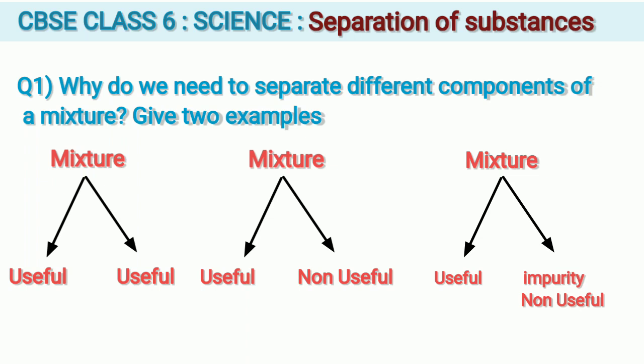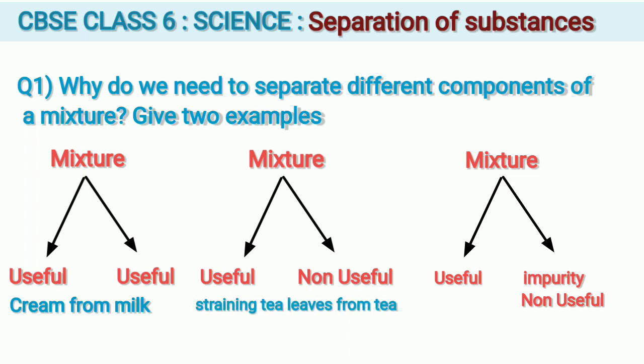Example of both useful components is separating cream from milk. Second example, useful and non-useful components, straining tea leaves from tea. Third example, useful and impurity or non-useful is removing stones or husk from rice, wheat or pulses.